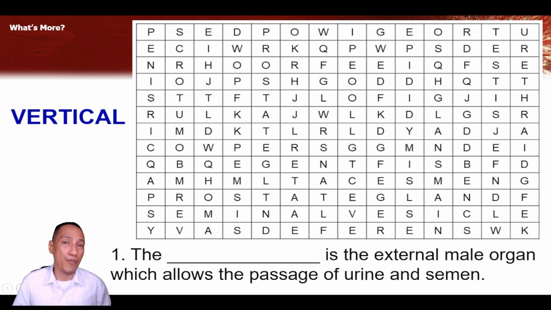So for example, we got number 1, the blank is the external male organ which allows the passage of urine and semen. Ano ba itong external male organ na ginagamit para daanan ng ihi at ng semen para sa lalaki? Di ba ito ay penis. So now you know the word. Hahanapin mo naman siya dun sa box and I'm going to help you out with some of this. So ito yung word na yan. Vertical, kaya patayo. Mamaya horizontally, pahiga naman.